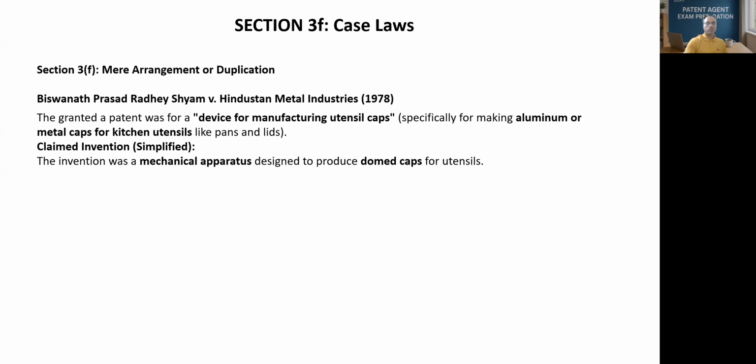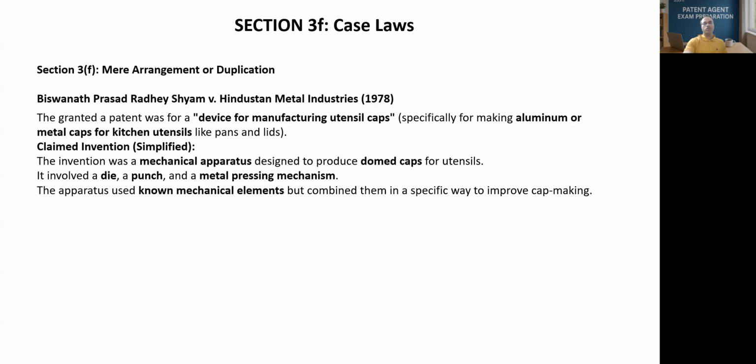Okay, so therefore this patent was also rejected. So it involves a die, a punch, a metal pressing mechanism. Then apparatus are used for mechanical elements, but combine them in a specific way to improve cap making.